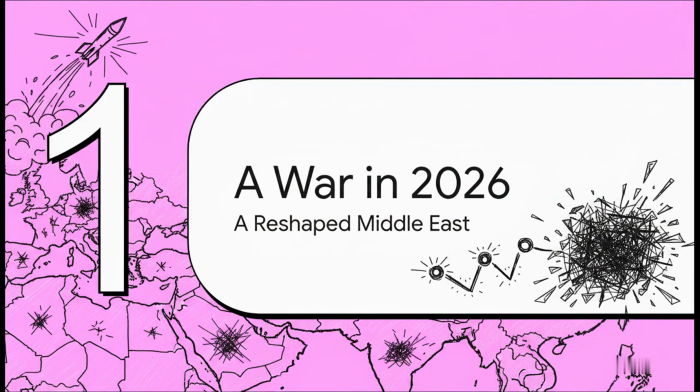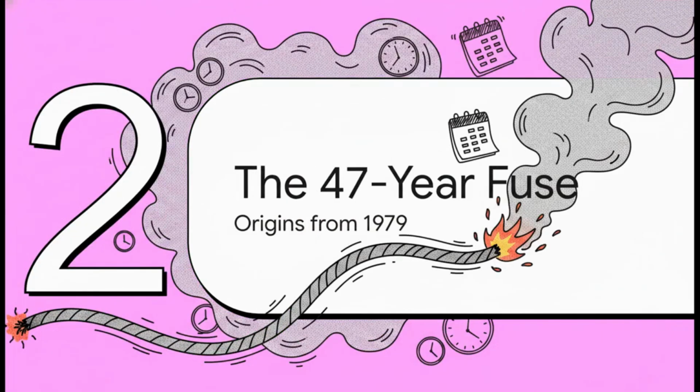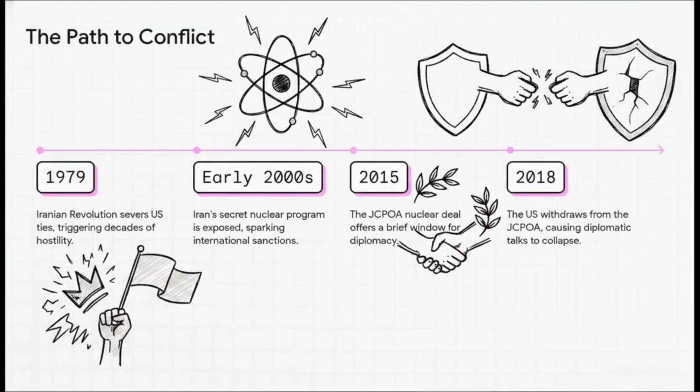The conflict we're in officially kicked off on February 28, 2026, lighting a fire that, frankly, had been decades in the making. To understand the fire that's raging today, we have to look at the fuse. And it is a very, very long fuse, one that was first lit all the way back in 1979. It all starts in 1979 with the Iranian Revolution, an event that completely shattered the US-Iran alliance.